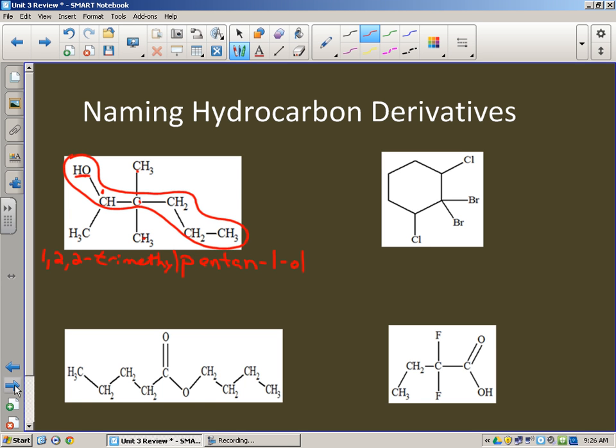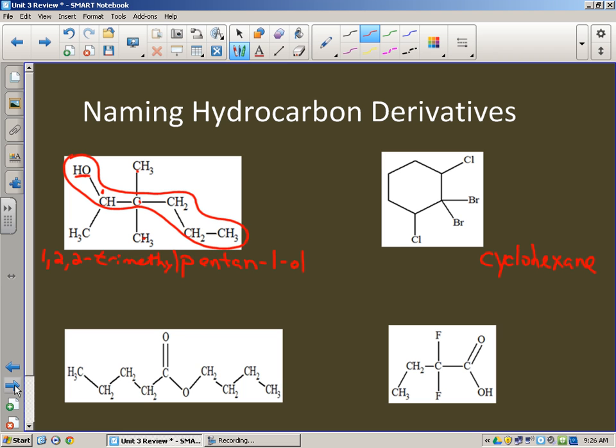Pentan-1-ol, 2,2-trimethylpentan-1-ol. So that one there. Let's go to the right one here. That's cyclohexane. So I'll write that down. Cyclohexane. Oh, that's not going to turn out very well at all there.